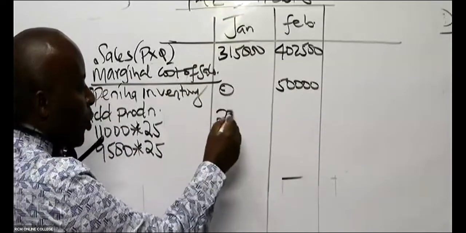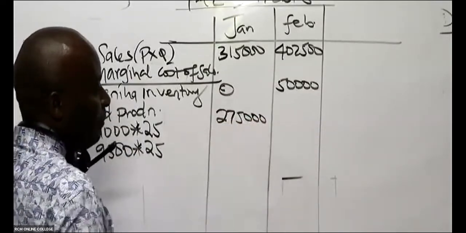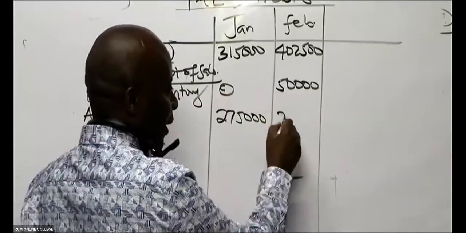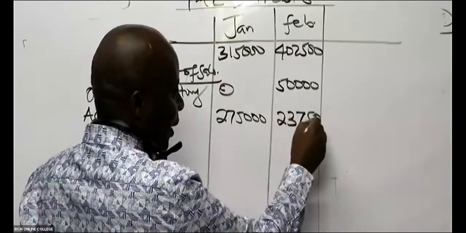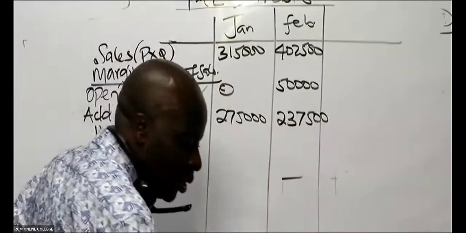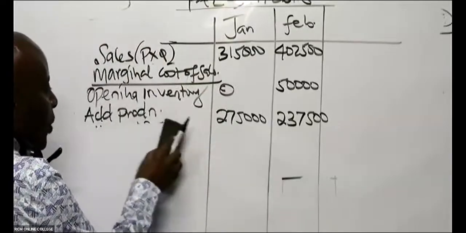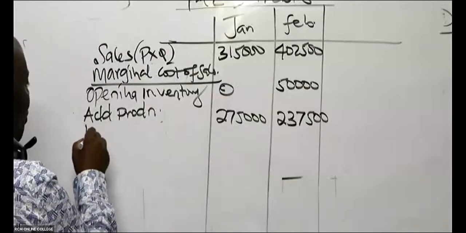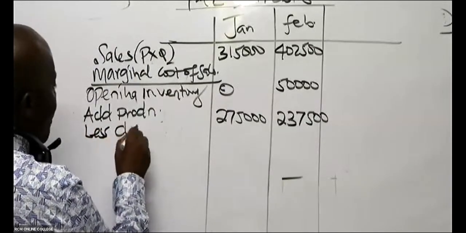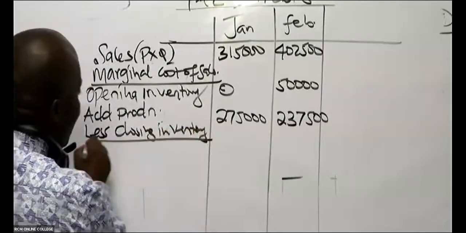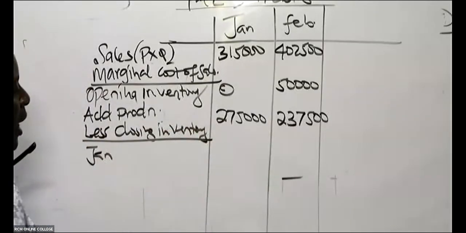275,000, yes. 237,500. Yeah, thank you so much. And then now lastly, we shall come and say, less what here, somebody? Less closing inventory. So closing inventory, January, how much?